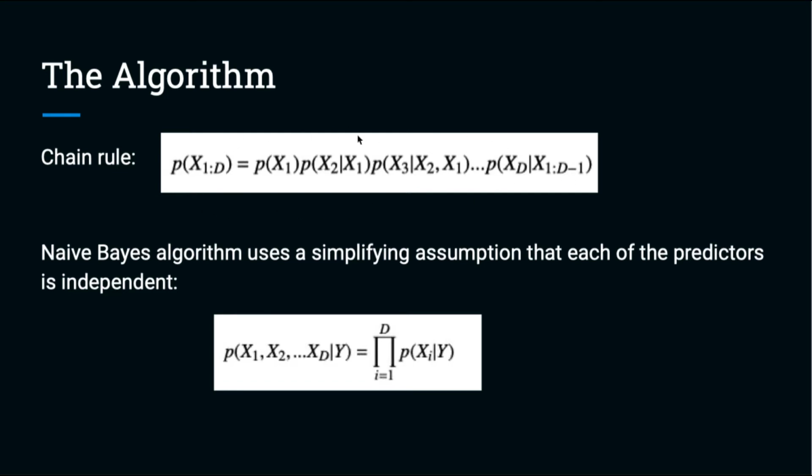This calculation would be difficult to implement, so a simplifying assumption is made that each of the predictors is independent. That's why it's called naive Bayes. It's a naive assumption, but it works out well in practice. The probability of each word is considered independently, given the label, and then all of those are multiplied together.